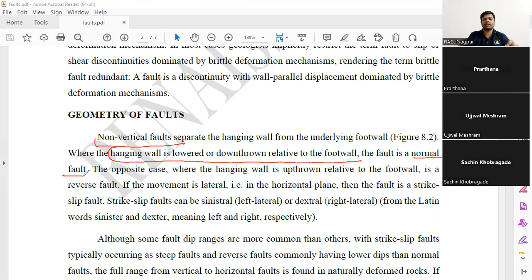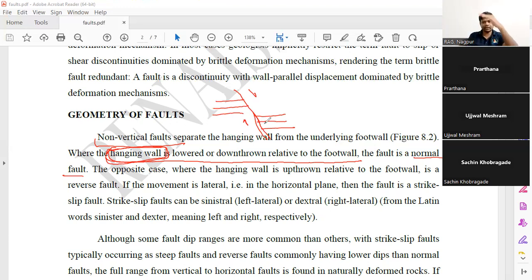So what is the case of a normal fault? A normal fault is the fault in which the hanging wall goes down. That means the down throw is of the hanging wall, or the lowering of the block is of the hanging wall, right? So this is your normal fault, when the hanging wall goes down.